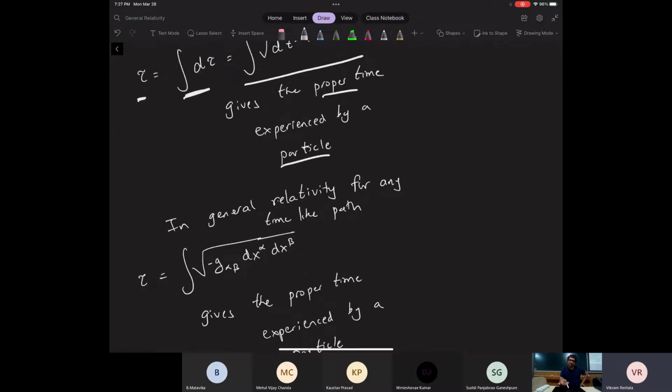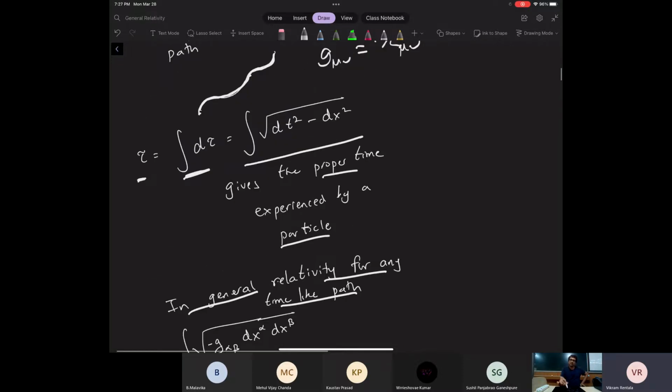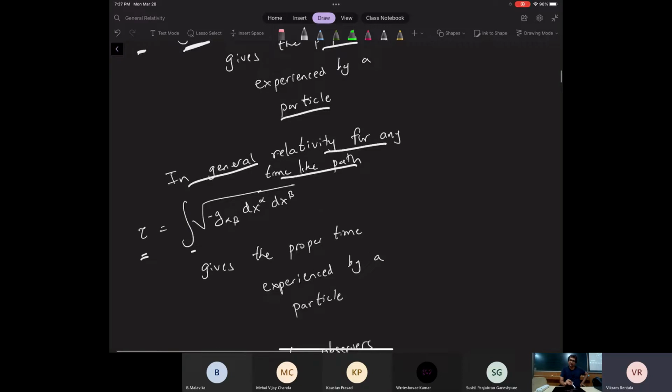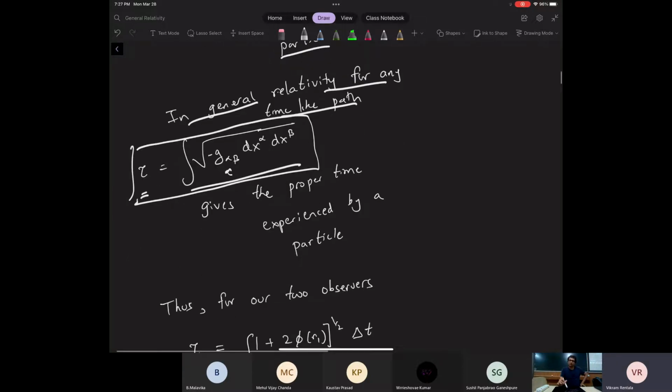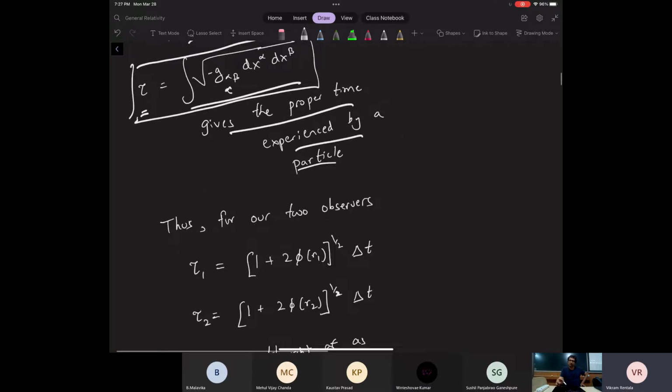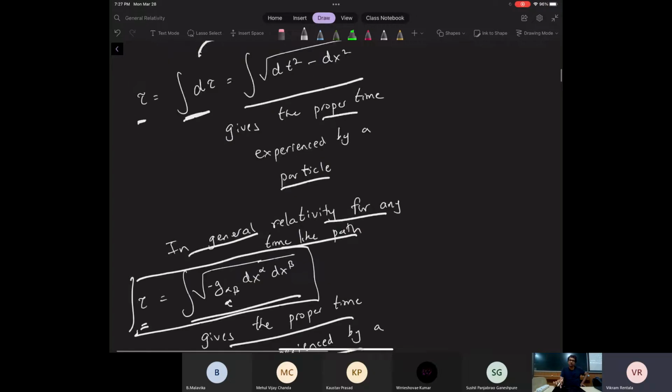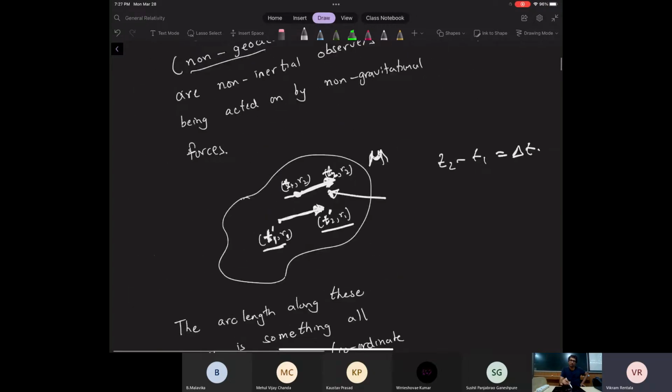Now in general relativity, if you take any time-like path, we just generalize this idea. This arc length basically has the interpretation of being proper time. In general the metric is not eta mu nu, but this arc length still has the interpretation of being the proper time, so it gives the proper time experienced by a particle. All right. So for our two different observers, observer 1 and observer 2.